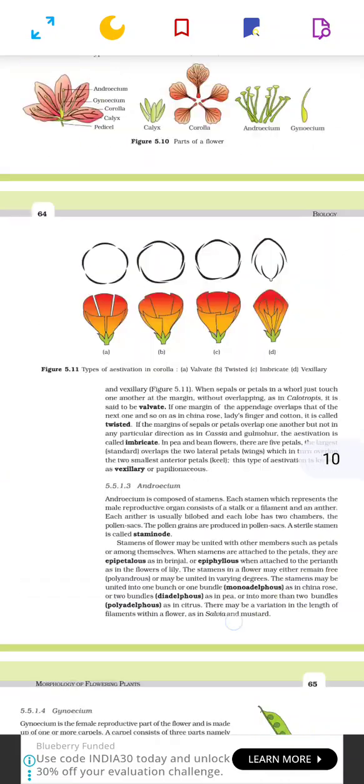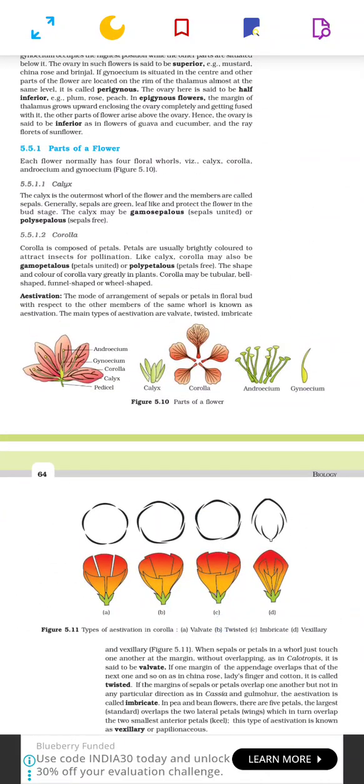Androecium. In figure 5.10, parts of the flower are shown where pedicel, calyx, corolla, gynoecium, and androecium are seen. The unit of calyx is the sepal and it is green in color. The unit of corolla is the petal, which is brightly colored. Androecium is the male reproductive organ and the gynoecium is the female reproductive organ.